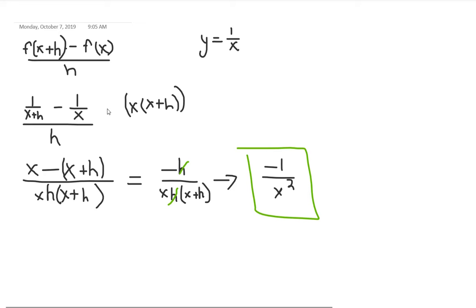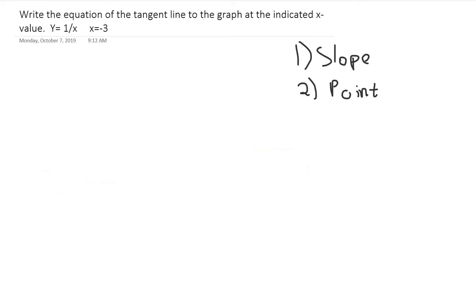Luckily, your x's cancel out on top. You have an x plus x minus x. That cancels out. And that negative makes this h negative. So then you have negative h over x times h times x plus h. And then those h's cancel. And then you take the limit as h approaches 0, and that gets rid of this h. That h becomes 0, and then you get x times x squared, negative 1 over x squared. Hopefully you got that. Let's go back to this problem.